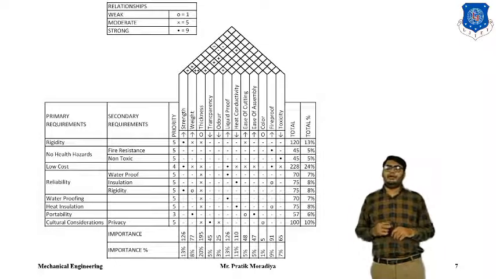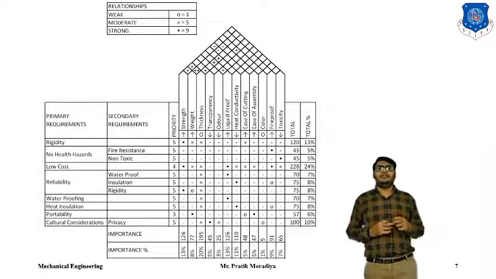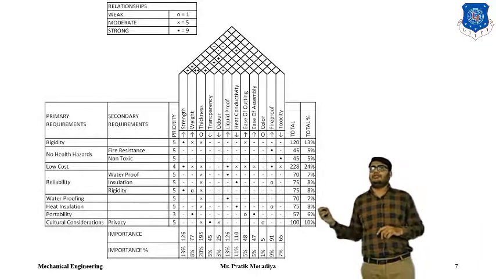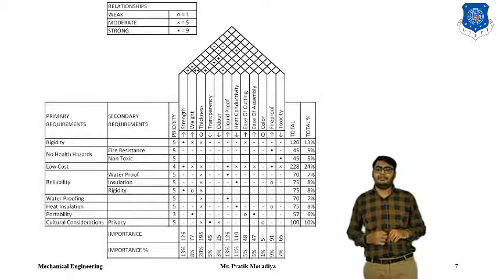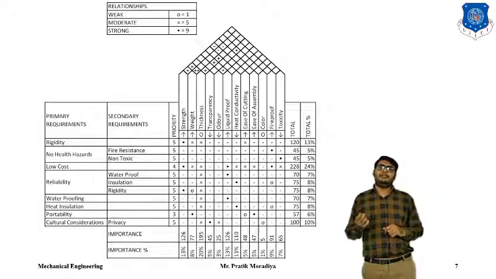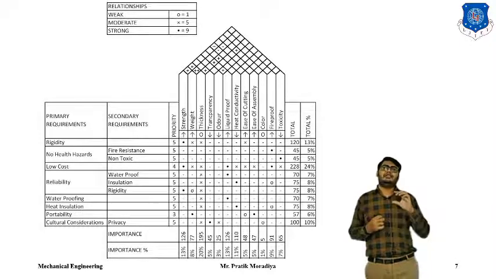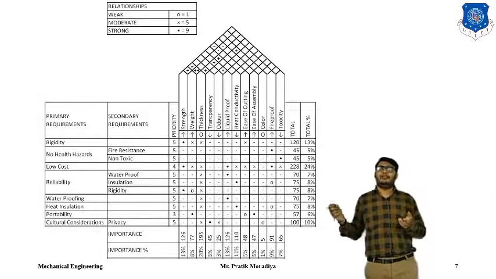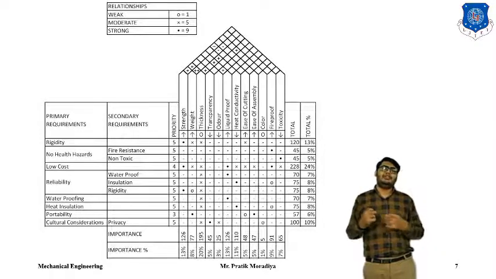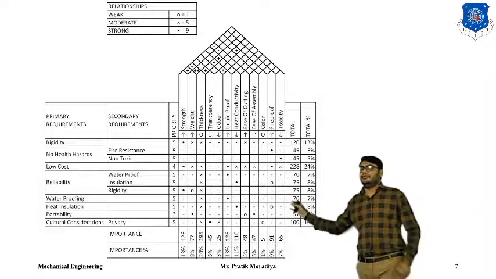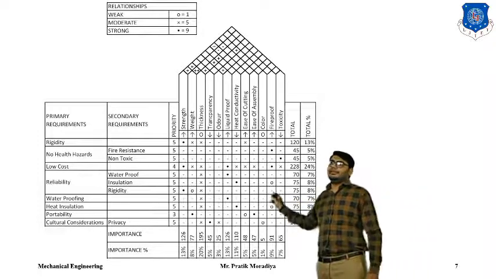So if we are talking about rigidity, then what will be affected in rigidity? Strength is related with rigidity, but only slightly. Weight is related with rigidity, thickness is related with rigidity. If we increase thickness, rigidity will increase, so they will have a relation there. If we increase weight, the rigidity will increase, so they will have a relation there. So this is where our relationship matrix is.